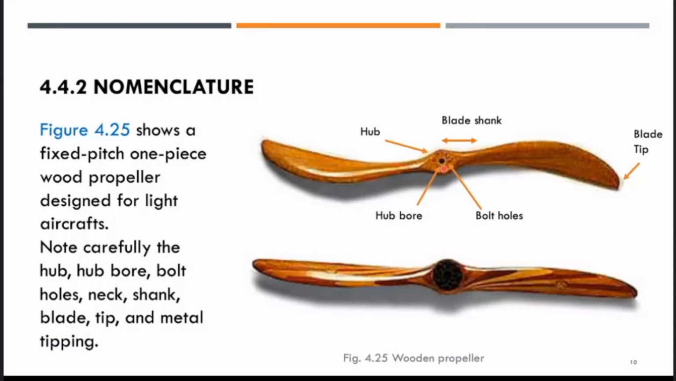Over the circumference of the hub bore, we have the bolt holes, right? And this part is called the blade shank, and this is the twisted blade in this particular case, and the blade tip. We also have some propellers having a metal tipping. Later on, we are going to see examples of propellers that are having metal tipping. In this particular case, we do not have, because it is a wooden type of propeller.